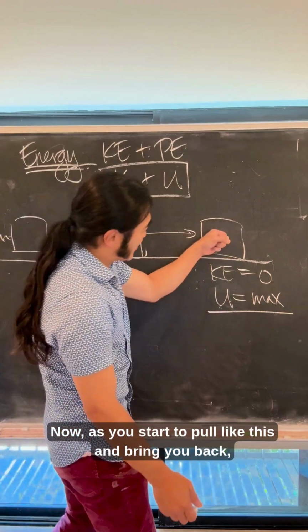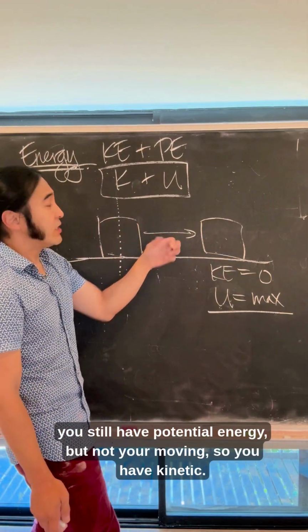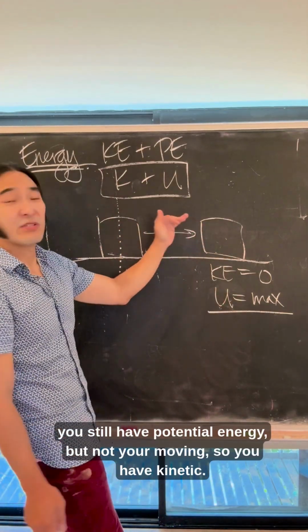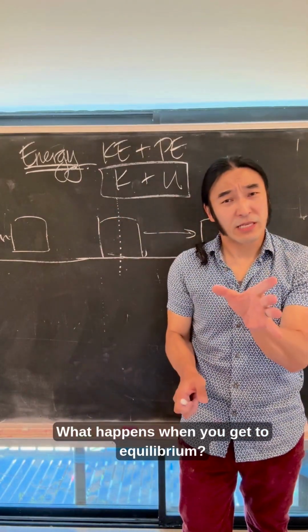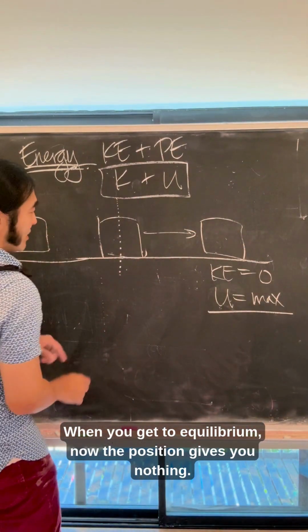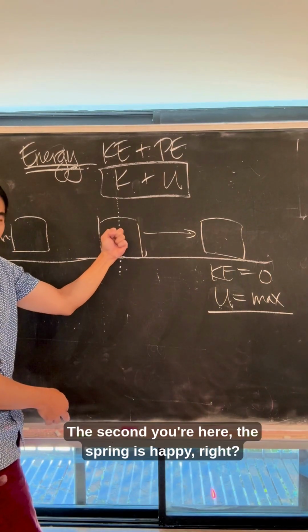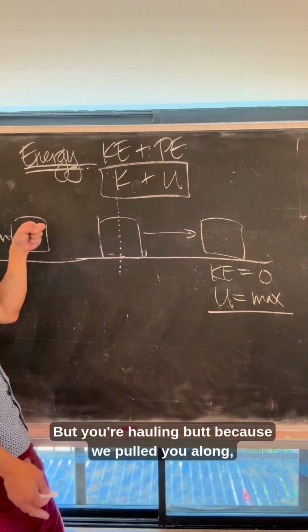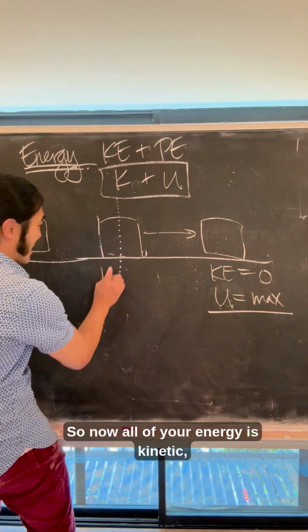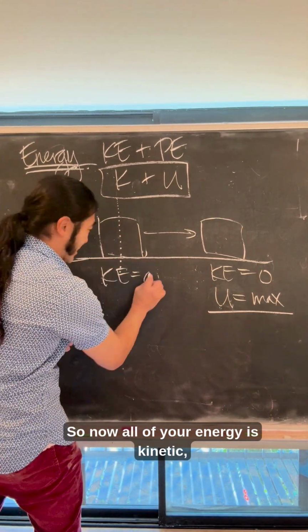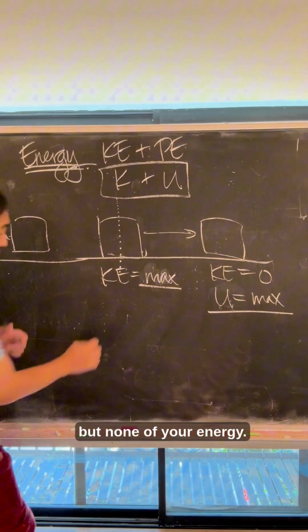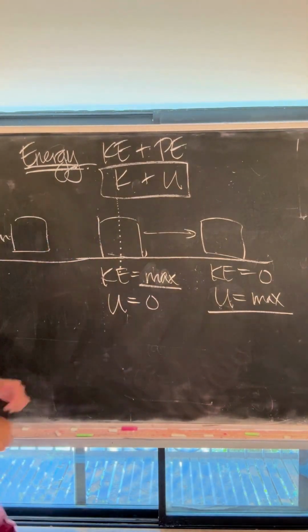Now, as we start to pull like this and bring you back, you still have potential energy, but now you're moving, so you have kinetic. What happens though when you get to equilibrium? When you get to equilibrium, now the position gives you nothing. The second you're here, the spring is happy, right? But you're hauling butt because we pulled you along, you're moving super fast. So now all of your energy is kinetic. But none of your energy is potential.